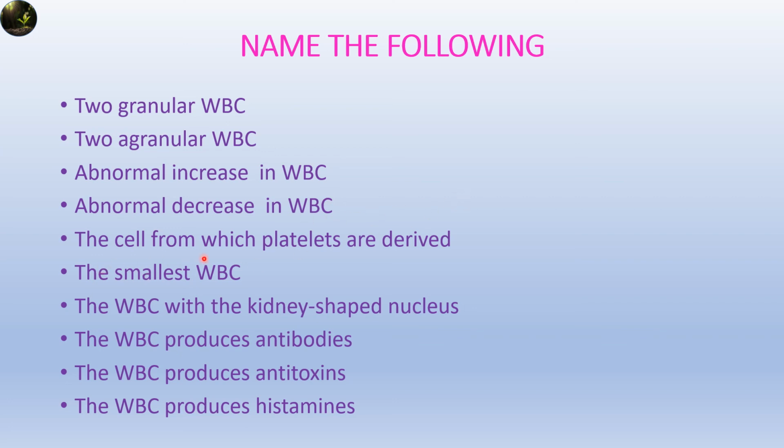The cell from which platelets are derived: megakaryocyte. The smallest WBC: lymphocyte. The WBC with a kidney-shaped nucleus: monocyte. The WBC that produces antibodies: lymphocyte. The WBC that produces antitoxins: eosinophil. The WBC that produces histamine: basophil.